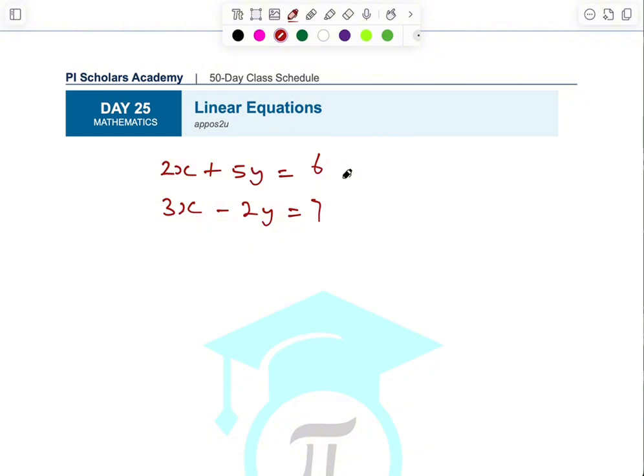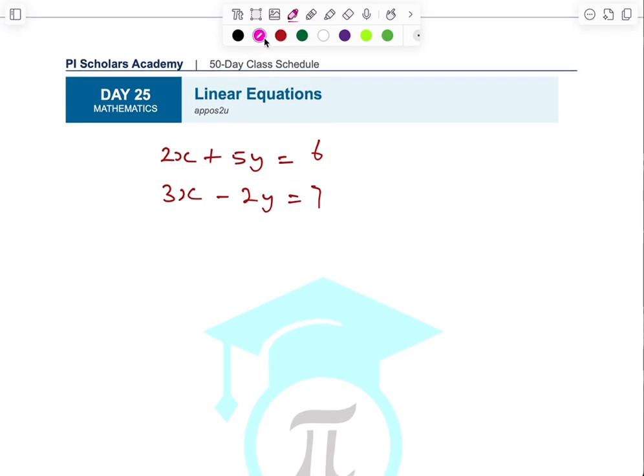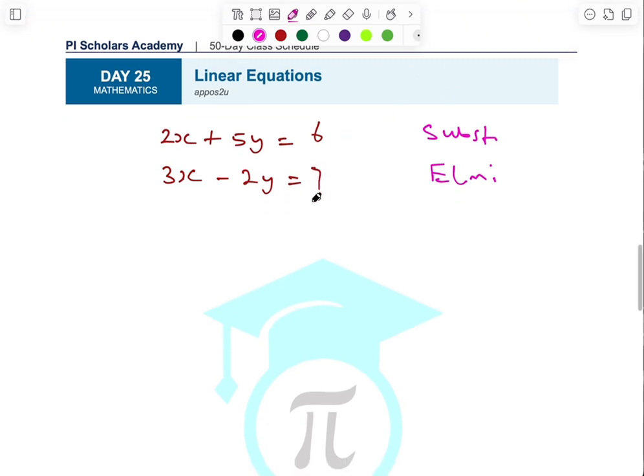But anyways, which leads me to the way we solve systems of linear equations. I'm going to be teaching you two methods in this particular video. The two methods are the substitution method and the elimination method. So let's see how that goes.